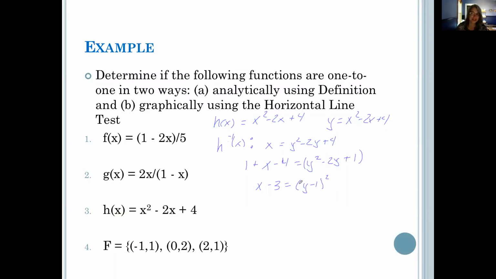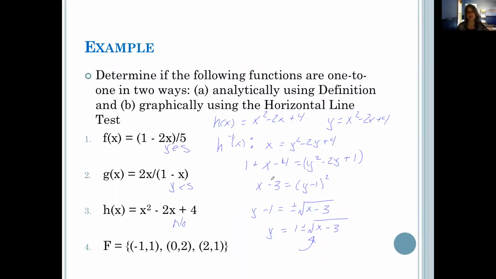Now here's the kicker. How do I undo a square? That means that y minus 1 equals the positive and negative square root of x minus 3. Or y equals 1 plus or minus the square root of x minus 3. What this means is that for every x that I plug in here, I get out 2 y's. This is not a function. This guy is not invertible. These other two were.